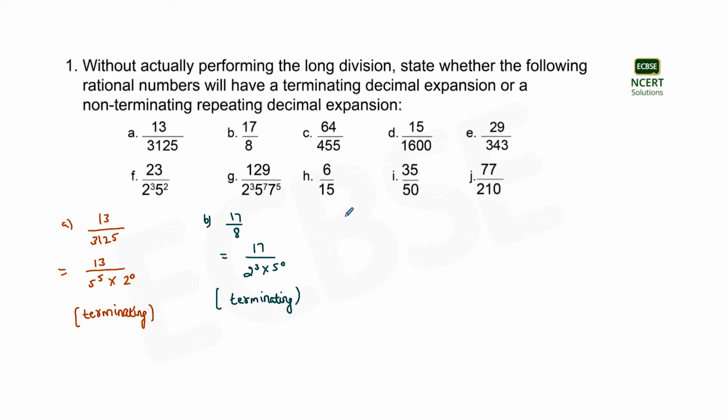Now coming to the C part, here the number given is 64 by 455. So performing the prime factorization for the denominator can be written as 5 into 13 into 7. And as we can see, the factors 5, 13 and 7 are present in the denominator. So the factors 13 and 7 will result into its decimal expansion to be a non-terminating decimal expansion.